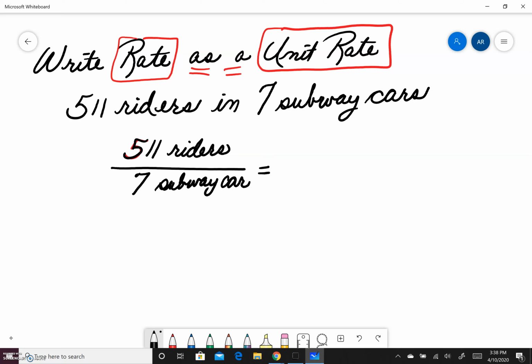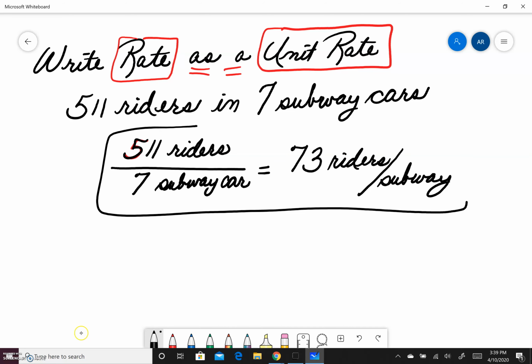Now, if you plug that into your calculator, you're going to end up with a whole number, which is 73. And how you finish writing that is, because when you put 511 divided by 7, you end up with an answer of 73. And it's 73 riders per subway. And that's the final answer there.